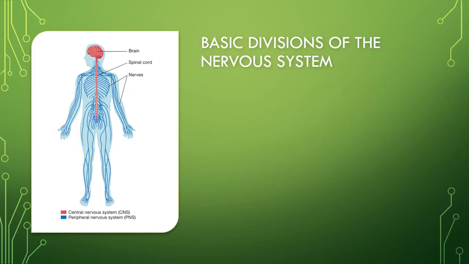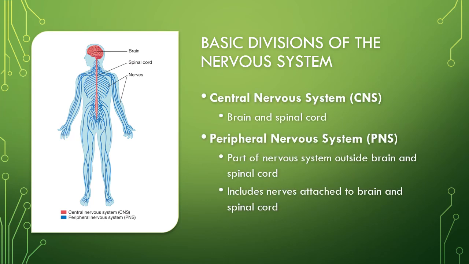Starting at the very most basic level, for some of you, you may or may not know this, there are 2 different parts of your nervous system. The first is the central nervous system, which includes the brain and the spinal cord, and the second is the peripheral nervous system, which is anything outside of the brain and spinal cord.